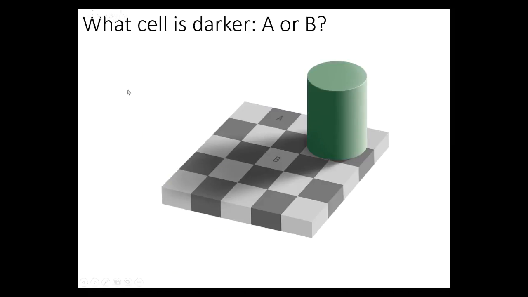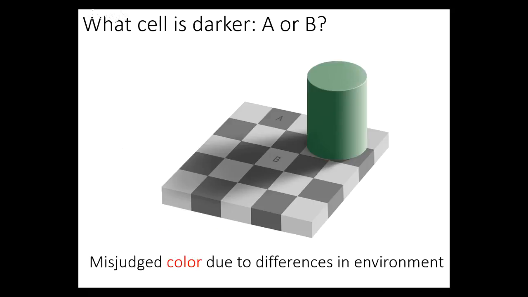Likewise, when you look at the quadrants here, the cell labeled A and the cell labeled B, what are the colors? If you're like most, you would probably say that the A cell is black or maybe dark gray, and the B cell is white. But again, your brain misjudges the color and it uses the background to kind of give you that information, and that is not true. So let me show you this.